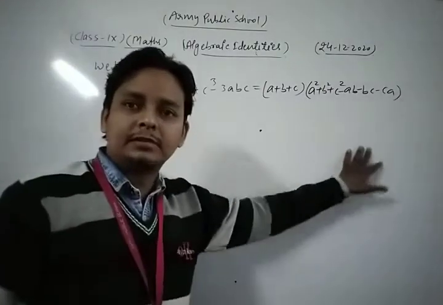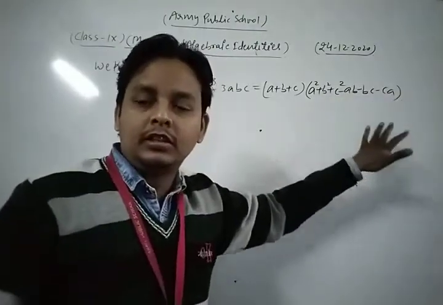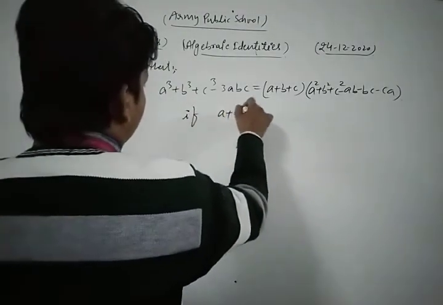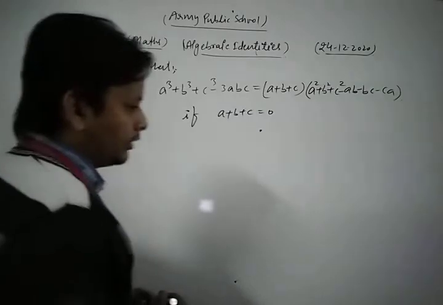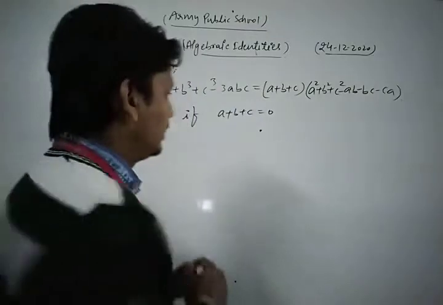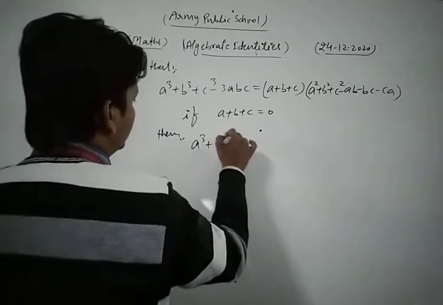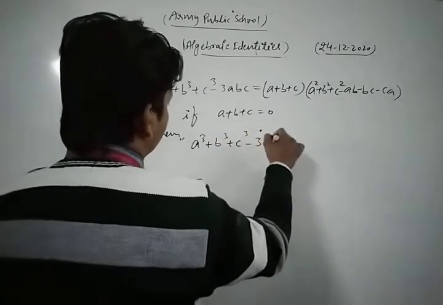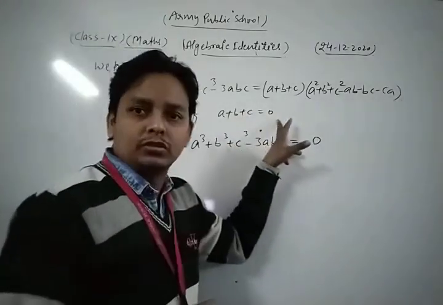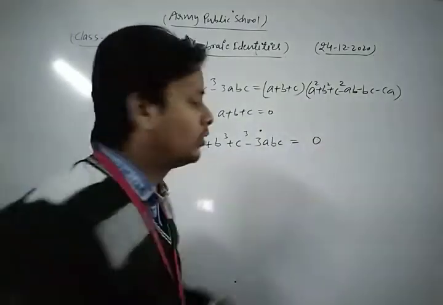This is a very important algebraic identity of your syllabus, and one important result related to it is this: if a plus b plus c is equal to 0, then from the above identity we get a cube plus b cube plus c cube minus 3abc equal to 0. Because the value of a plus b plus c is 0, if we put 0 here, then the whole quantity becomes 0.